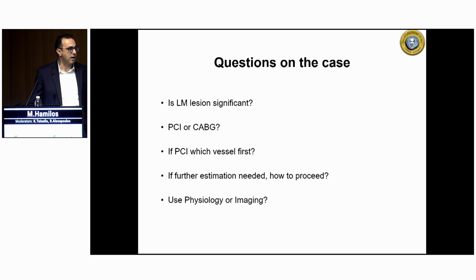So to start the discussion, I'll put some questions. First, do you think this left main lesion is significant? Second, is this patient for PCI or for CABG, because he has a SYNTAX score of 25? If we decide on PCI, what would our strategy be? Which vessel will we start with? Or if we need further assessment, especially for the left main, how would you proceed? Physiology, imaging, what? I will stop here.